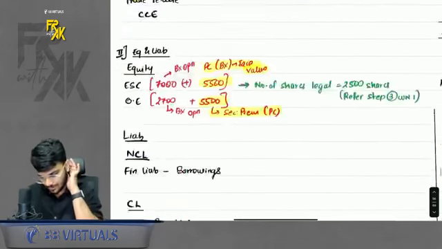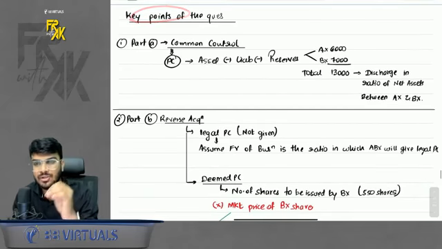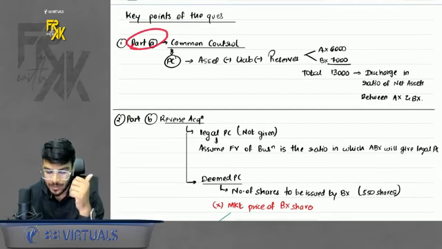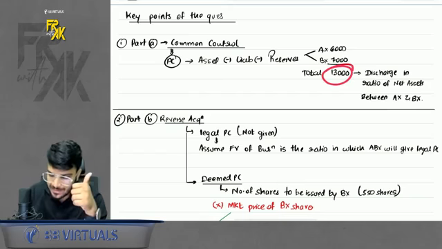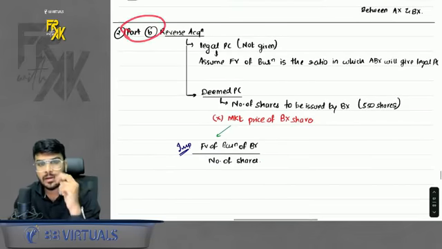Okay, chalo. So this is how you can do it. Also I have given the key points of this question. In this question, only 3 points were important. In part A, PC was missing. So how did we find the PC and how did we discharge the PC? That was important.